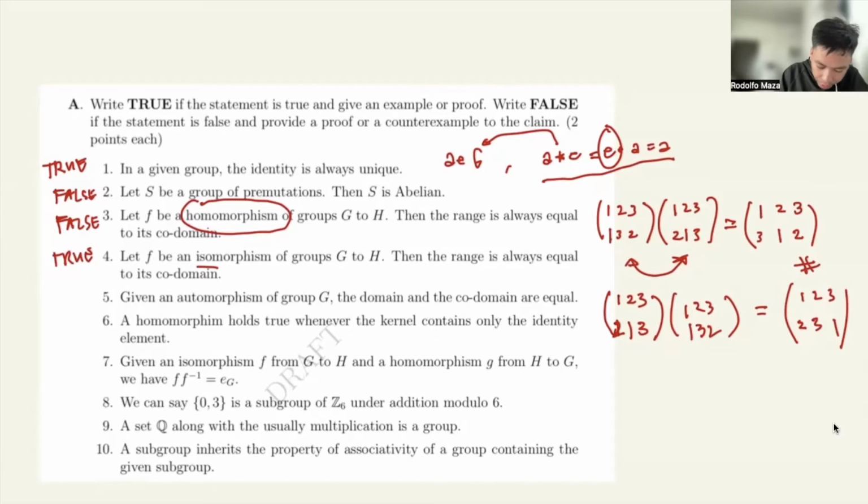Number 5, give an automorphism of groups G, okay, sorry, the domain and the codomain are equal. It's an automorphism, so we can only state it as f from G to G. They are the same. So this is true.